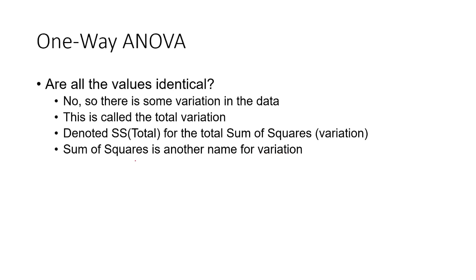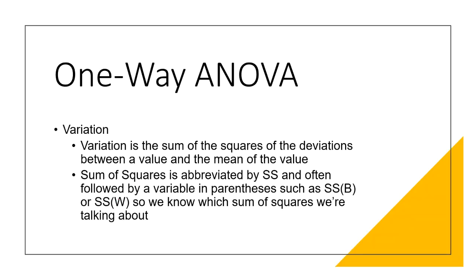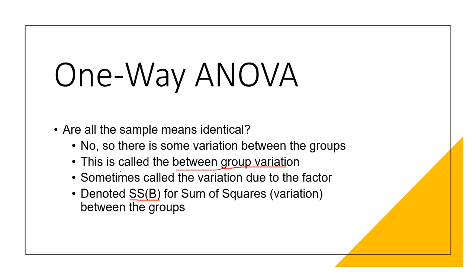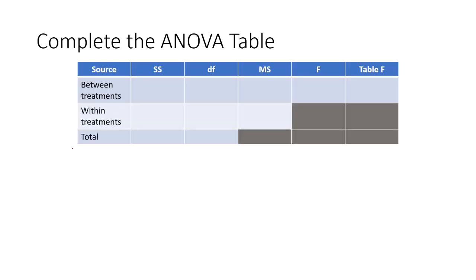So earlier, that was within. SSW is within group variation, sometimes called the variation due to the factor. It is denoted SSB for sum of squares variation between the groups. So here is our ANOVA table. So this is the last step actually.